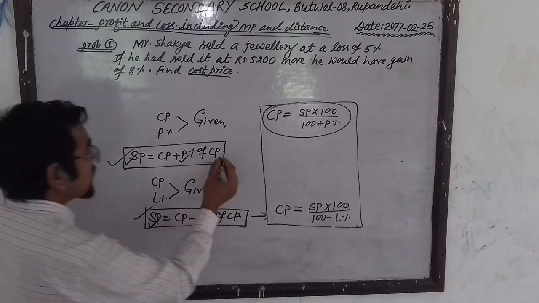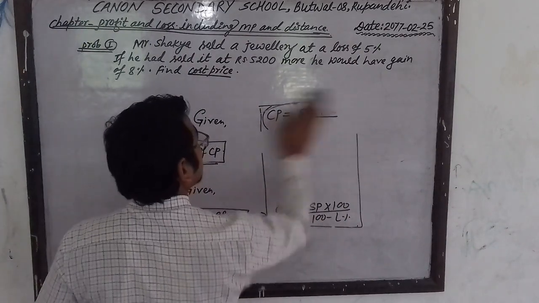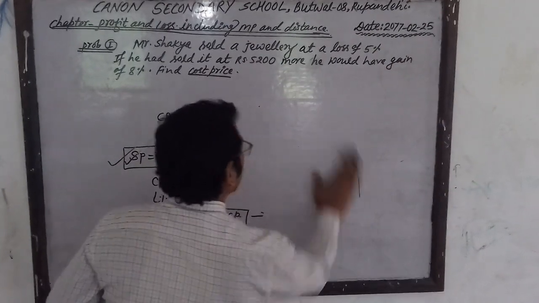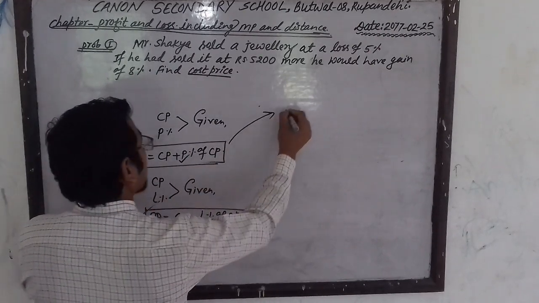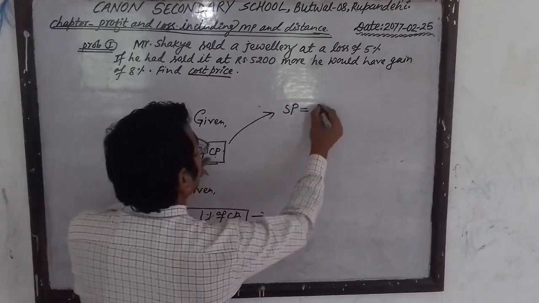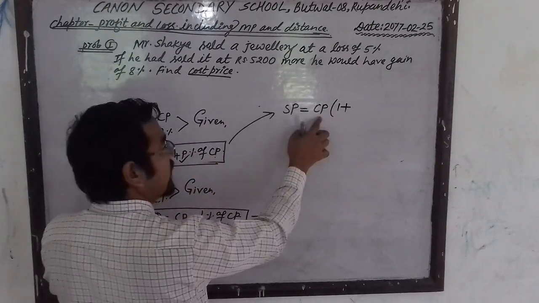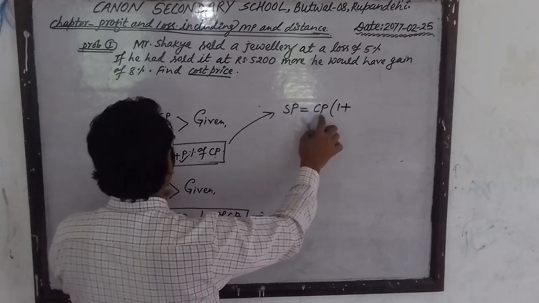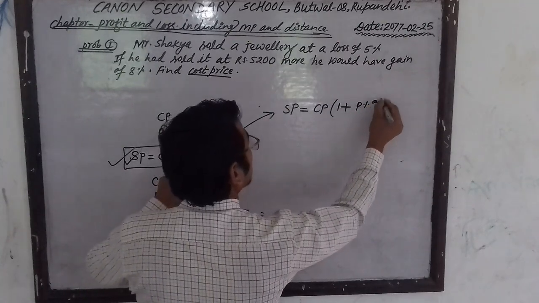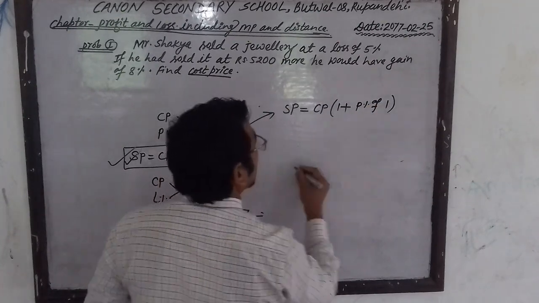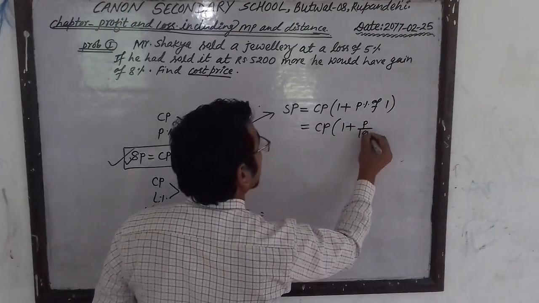Look, I will make this clear; you can also find it yourself. We know SP is equal to CP plus profit percent of CP. Here we can take CP common. Then 1 remains in place of CP, plus the profit percent. So it is CP into 1 plus P upon 100.